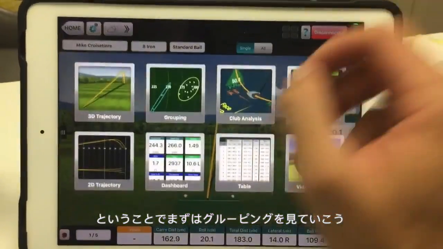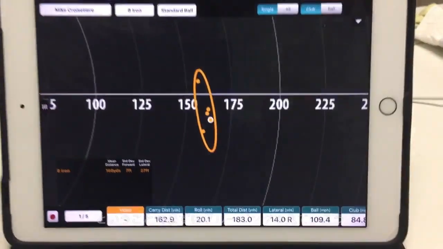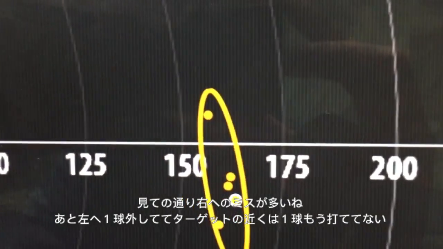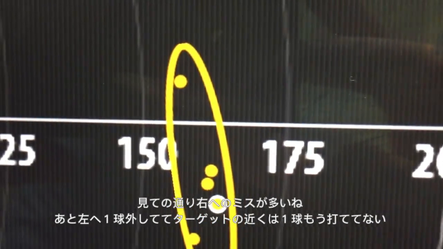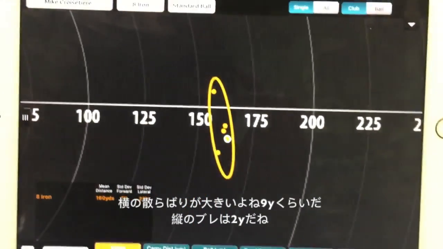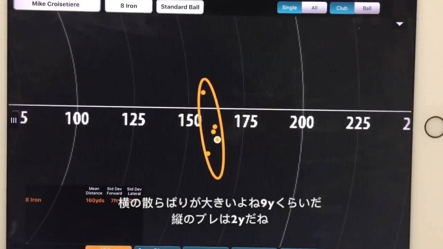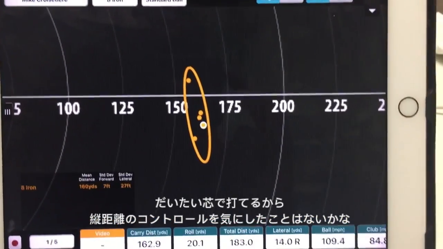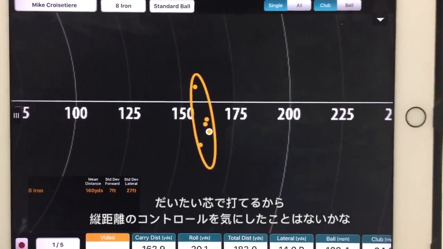So we're going to go over and first just take a look at the grouping. As you can see, I had a lot of misses to the right. I had one miss to the left of target, and I did not hit target or even get close to target really at all. So pretty big deviation in terms of lateral deviation. Now, short to long is always good with me because I'm usually a pretty good striker of the golf ball. I hit it pretty solid. So that's not really that big of an issue.